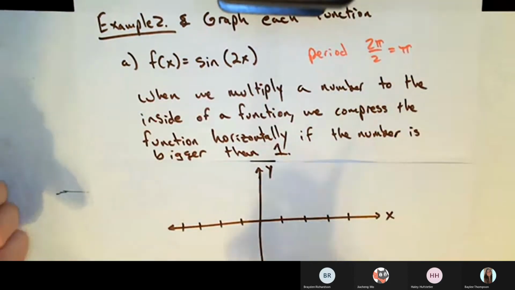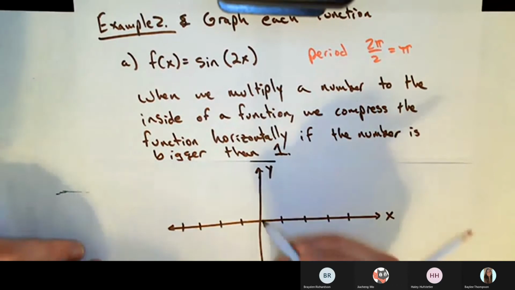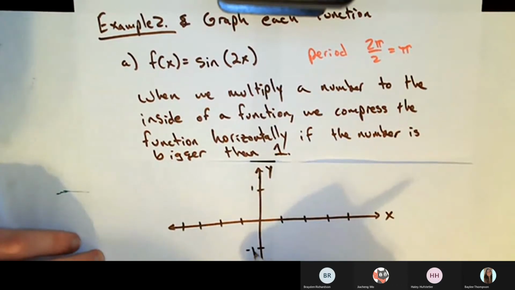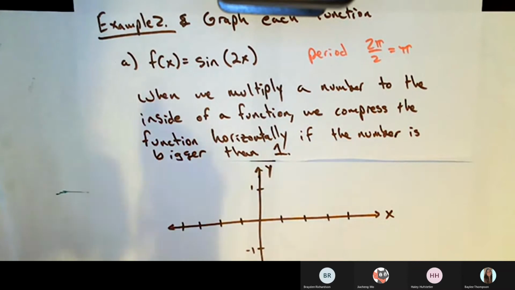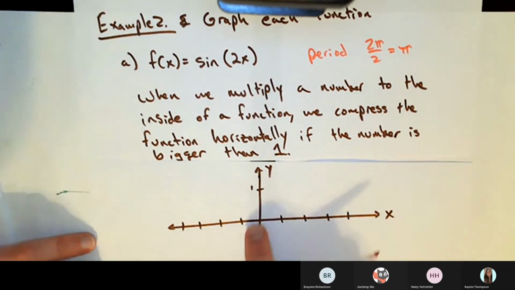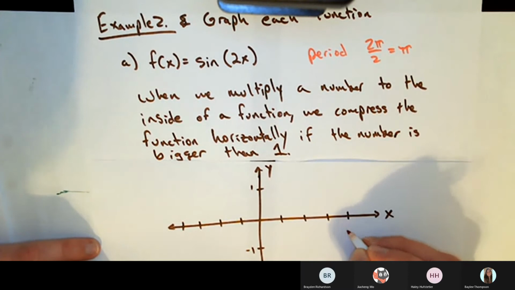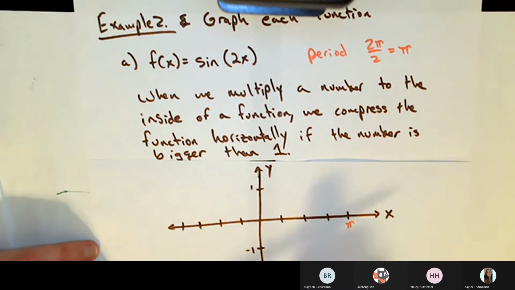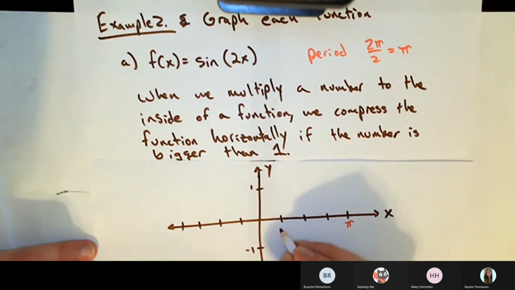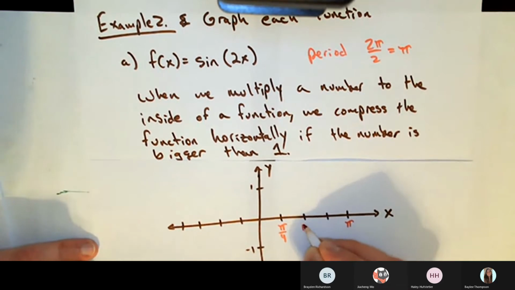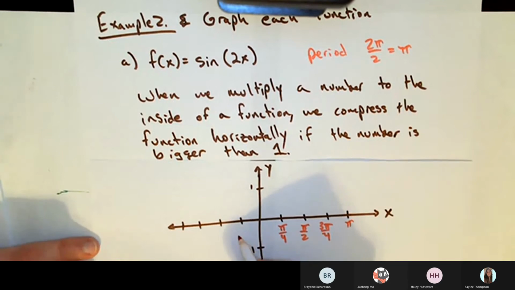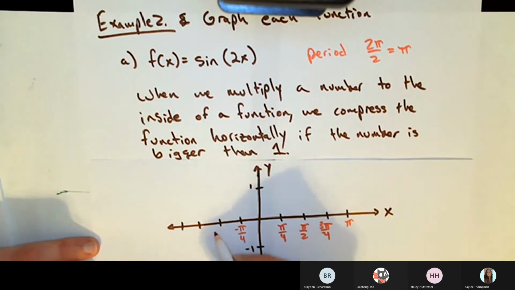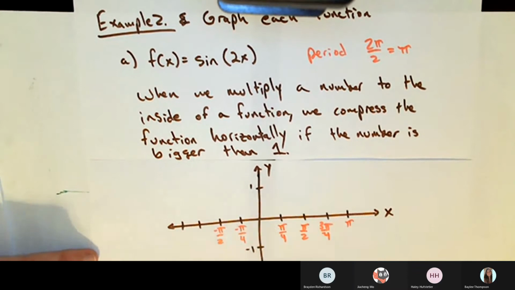It's compressed. So let me put my outputs here, 1 and negative 1. It's only going to be extending for one period out through pi. So instead of having a 2 pi at the end here, I'm just going to have a pi. And if I cut that into four pieces, what is that going to look like? Well, it's going to be pi on 4 and pi on 2 and 3 pi on 4, just those little quarter measurements. And over here, I'd have negative pi on 4, negative 2 pi on 4, which is just pi on 2, negative 3 pi on 4, and negative pi.